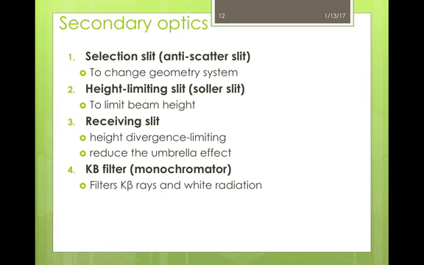The height limiting slit, which is again a type of solar slit, reduces the axial divergence and limits the beam height. The receiving slit is next. It is the height divergence limiting slit that removes diffuse scattered X-rays that occur from previous elements in the secondary optics. And lastly, the beam passes through another monochromator. The monochromator acts just as it did in the primary optics. It absorbs K beta radiation and white radiation, while allowing only K alpha 1 and K alpha 2 through.